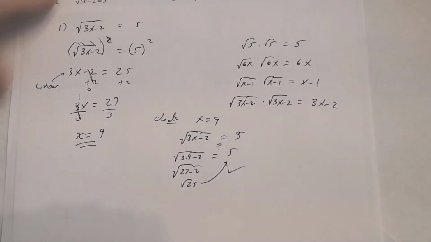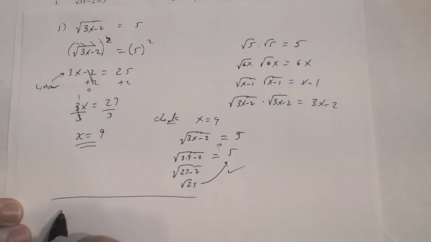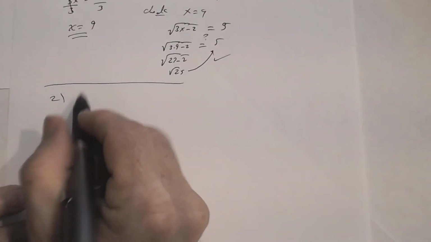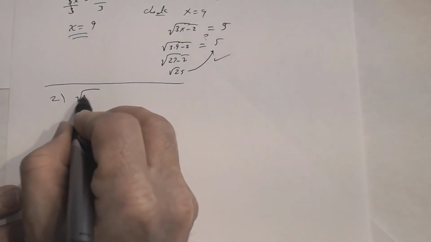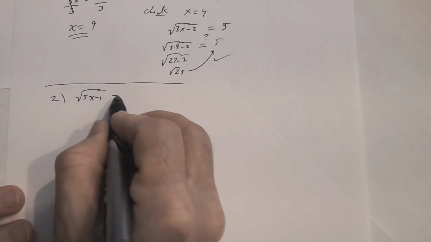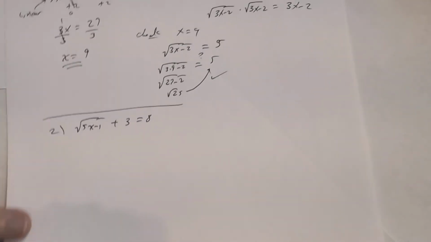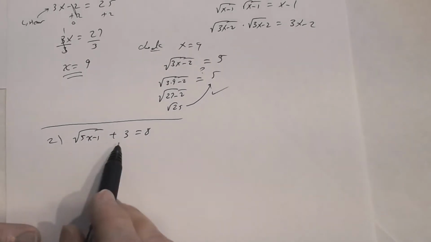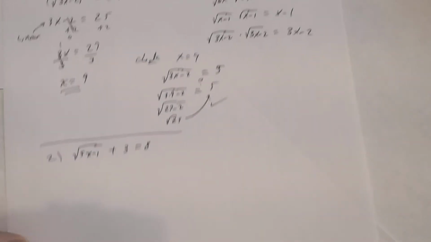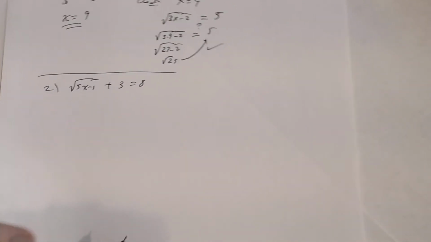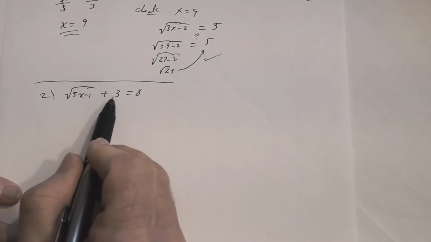All right. Number 2, there's number 2 right here. So we have some of those like this. We have the square root of 5x minus 1 plus 3 equals 8. Now remember, the first step when solving a square root equation is to get the square root expression by itself, to get the radical by itself. So it's not by itself here. See, I'm adding a 3.